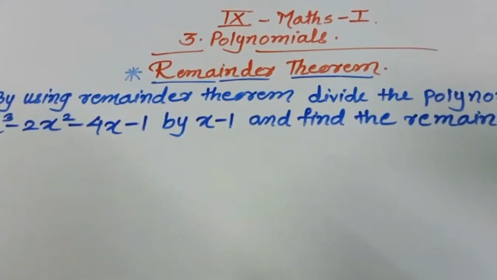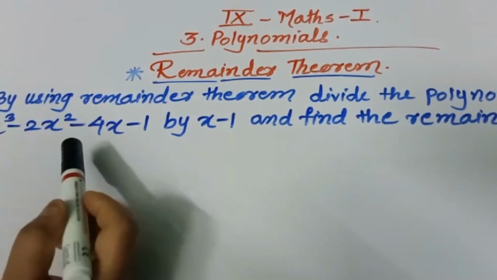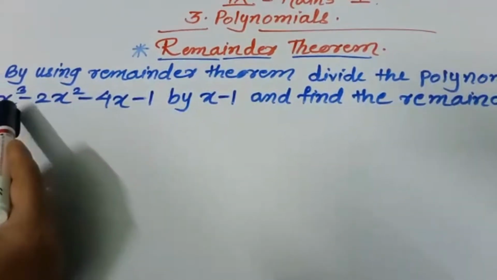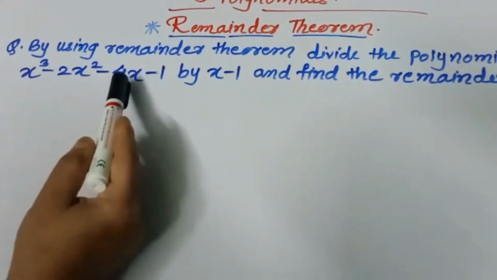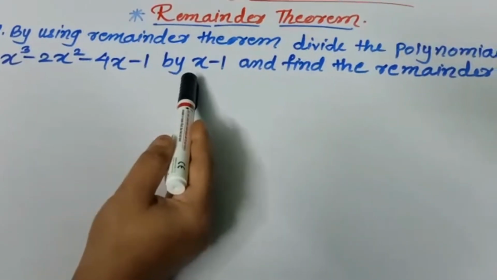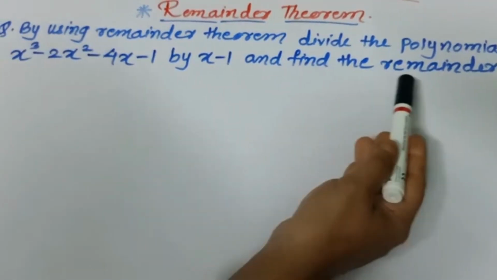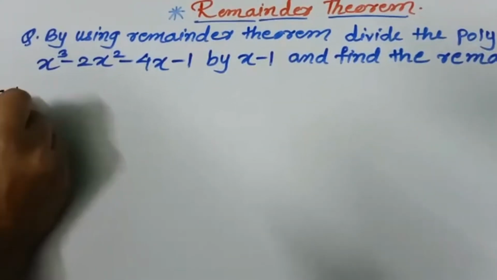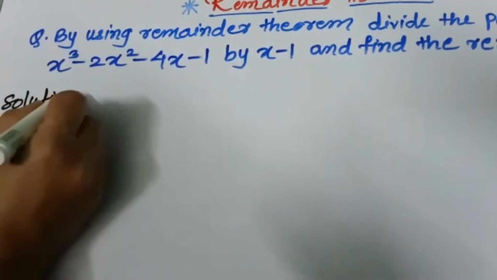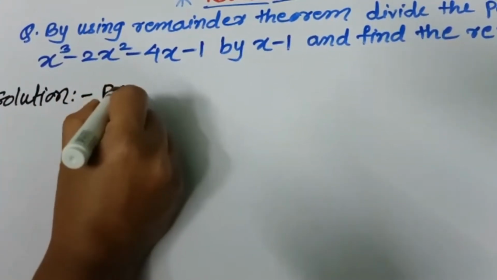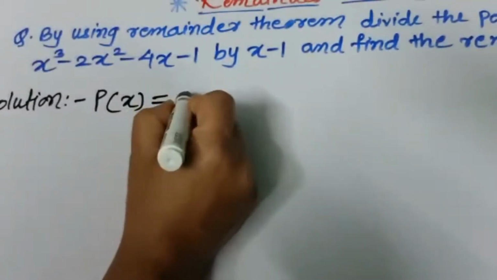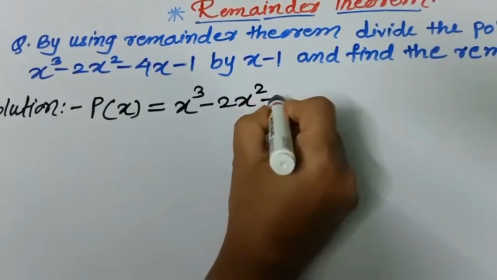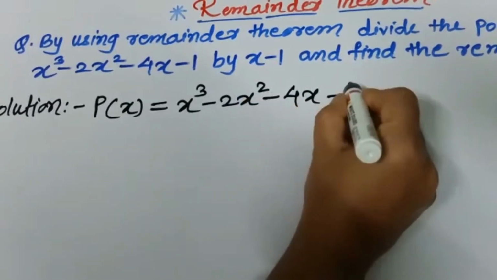We will solve this question by remainder theorem. See the question is, by using remainder theorem divide the polynomial, which polynomial? X cube minus 2x square minus 4x minus 1 by x minus 1 and find the remainder. So here we are writing first this polynomial in the form of x, means p of x, that is polynomial in term of x is equal to x cube minus 2x square minus 4x minus 1.